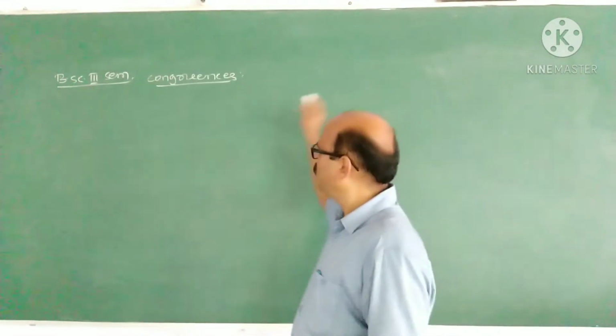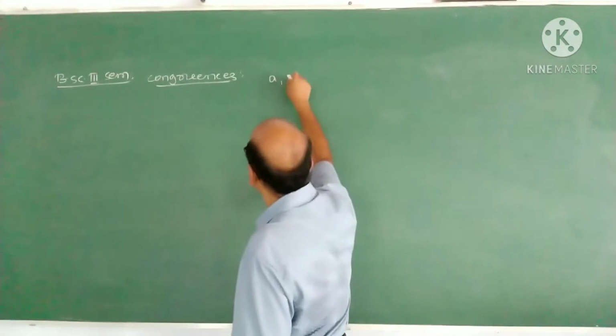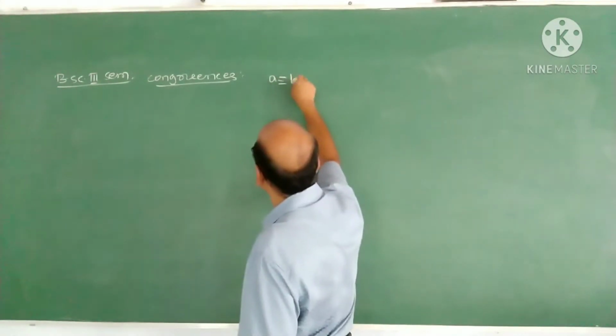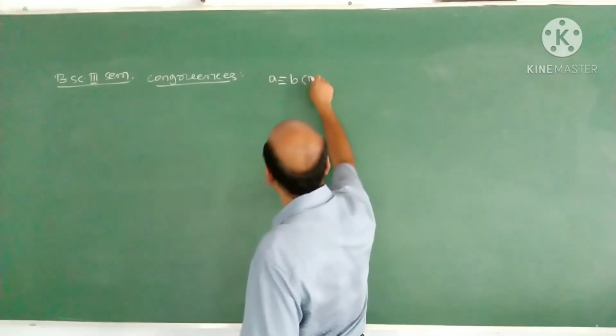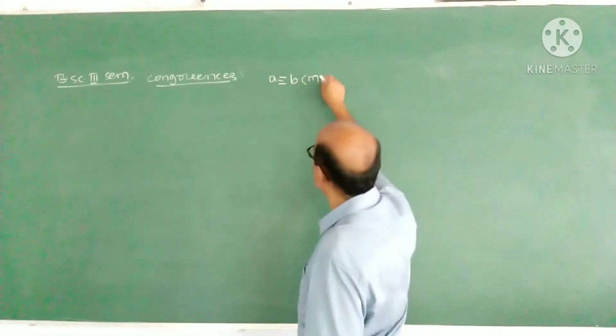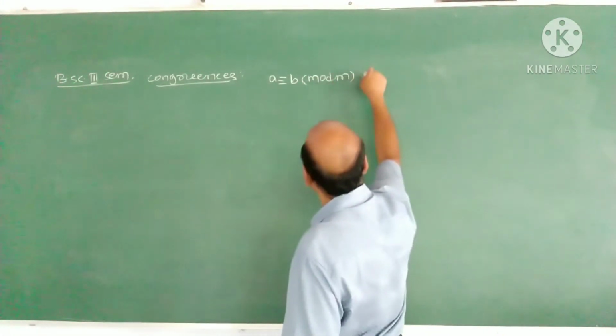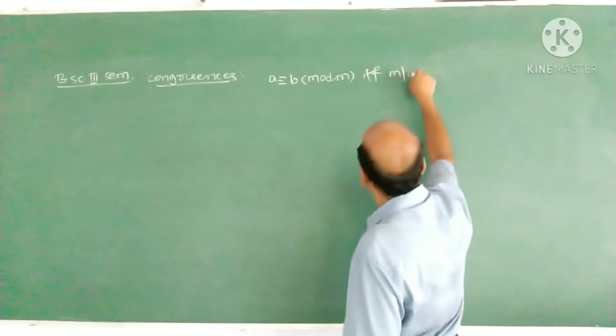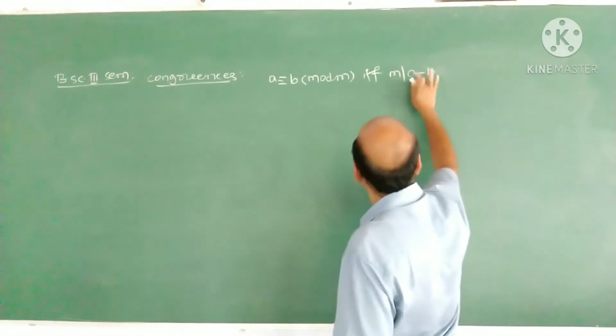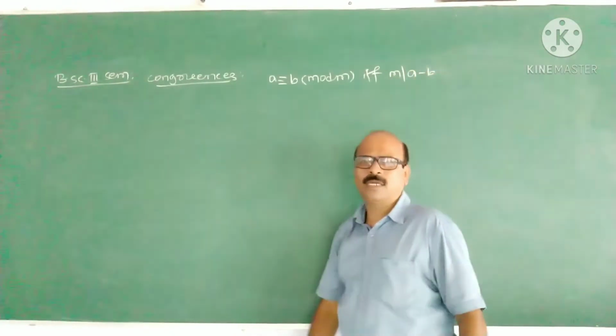How to define congruent modulo m? a and b are any two integers and m is a positive integer. We say that a is congruent to b mod m, or modulo m, if and only if m divides a minus b. This is the definition.